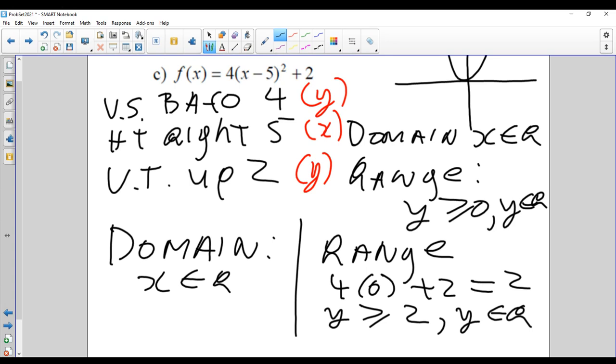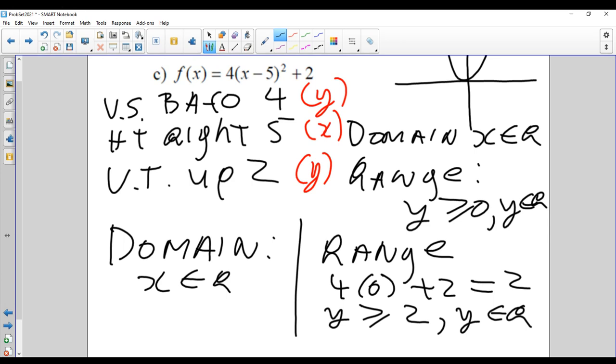Because the original range was y is greater than 0. So we're trying to see what to do with that 0. Multiply it by 4 and then add the 2 because of the vertical translation up by 2. See, these are things that affect the Y, the VT and the VS. Okay? When you're talking range, you're focusing on the Y's. Make sense?